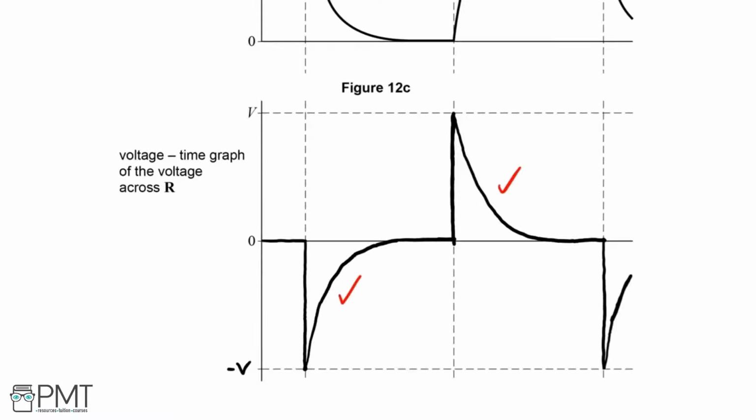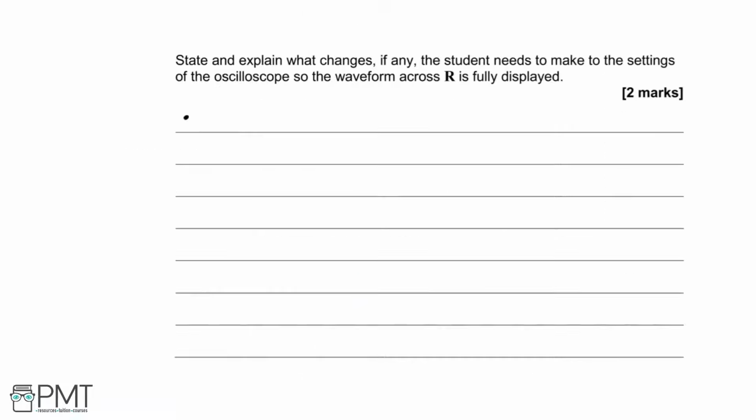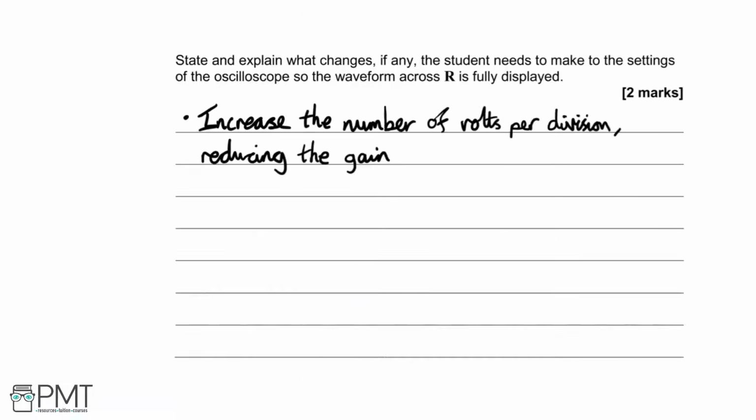Now there are several ways to describe that change. One would be to reduce the gain, the other would be to increase the number of volts per division, but both are fine. So that would be your first mark.